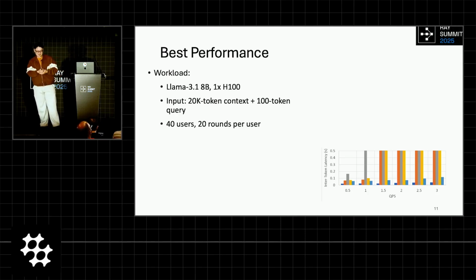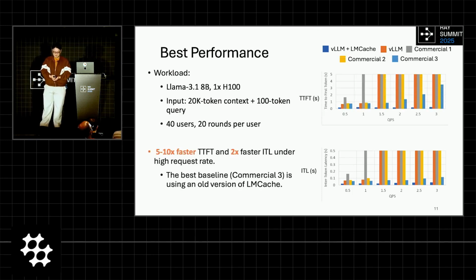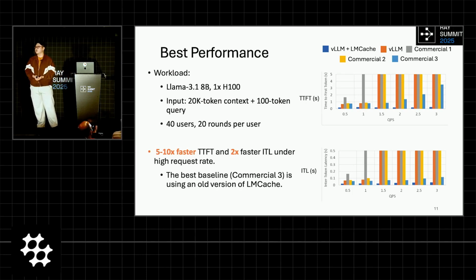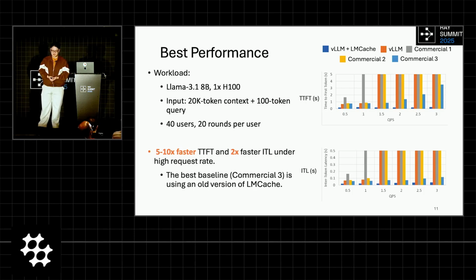So basically the workload is that we are using a simple Llama 3.1, with a fixed input length and fixed output length query, and we assume that we have 40 users, and 20 rounds of conversation per user. Compared to the commercial alternatives and compared to vLLM, we are achieving 5 to 10x faster TTFT, 2x faster inter-token latency, and a higher request rate. And interestingly, the best commercial baseline here, commercial 3 colored in blue, is using an old version of LMCache. So they're using our software to compete with us.